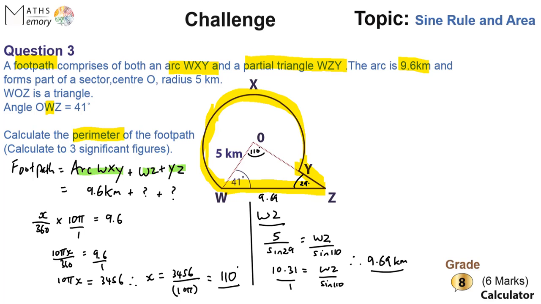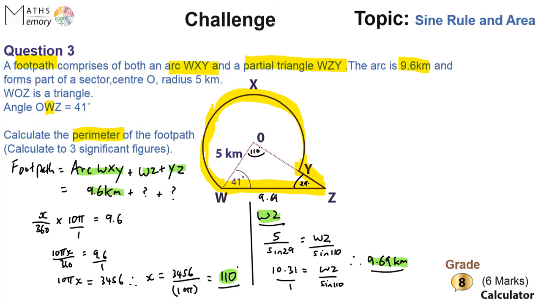9.69. Let's just highlight all of these, by the way, so you understand where we're coming from. So this is 9.69, we're finding out WZ. We find out obviously 110 over here. Okay, we've got 9.6 already as well. Let's do the final version over here.